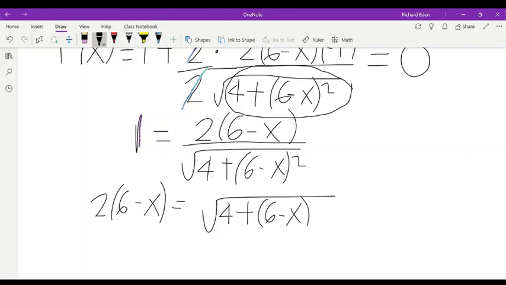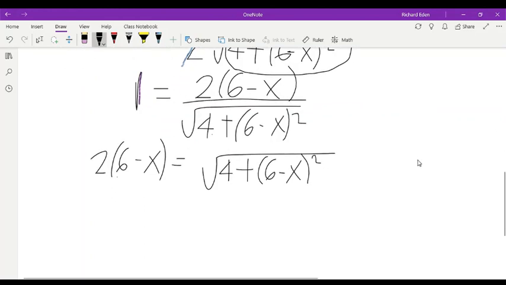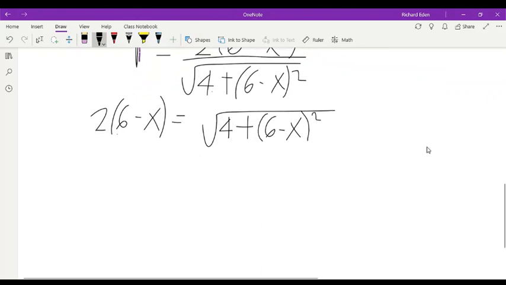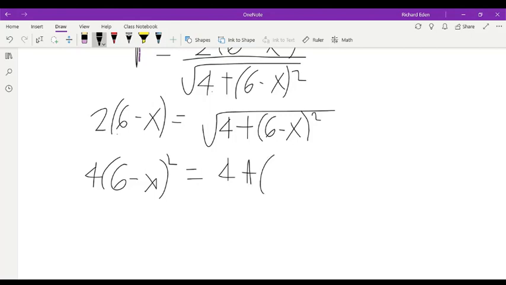Some of you would probably have at this point already expanded that square, but try to hold off expansions until you get to the very end. Who knows, you may even be able to survive this without doing any expansions. For now, square roots are evil. Let's get rid of that. Let's square both sides. 4 times the square of 6 minus x equals 4 plus the square of the quantity 6 minus x.